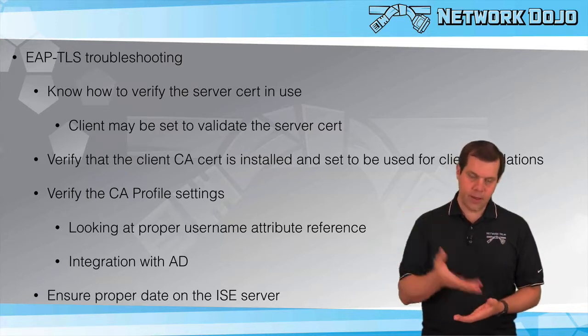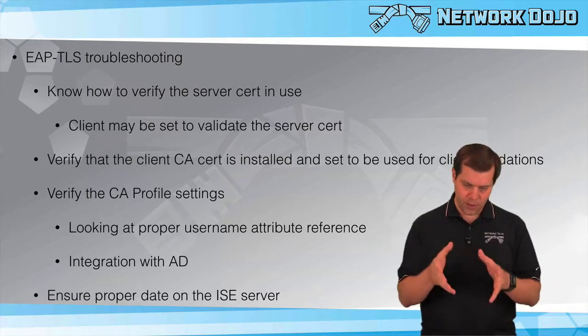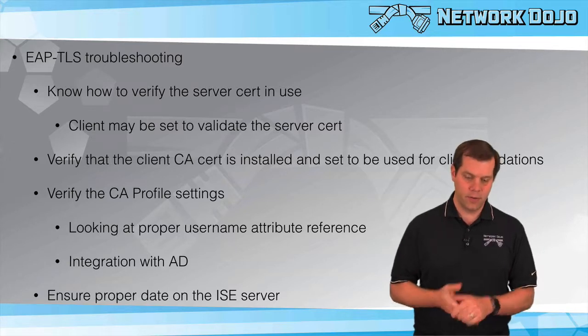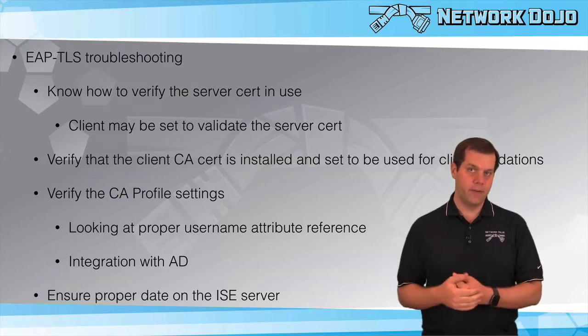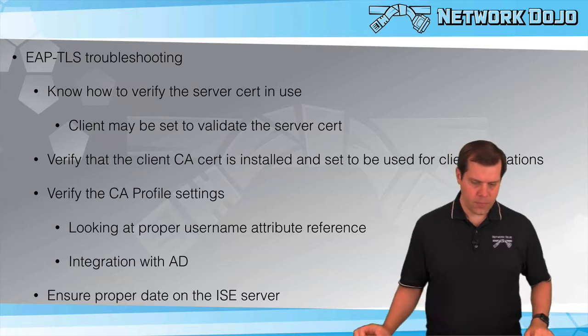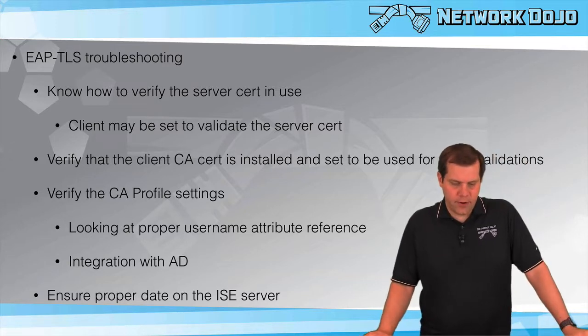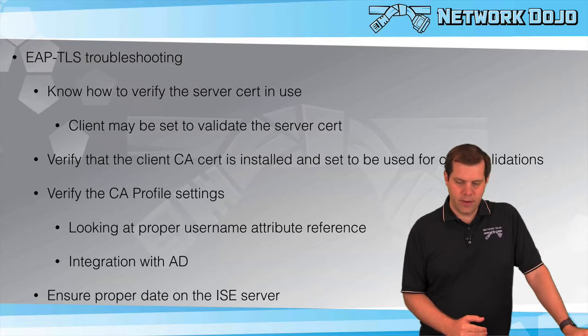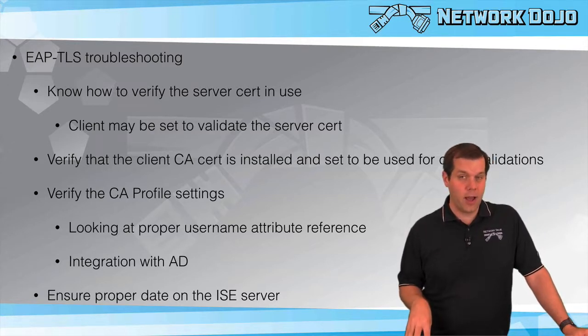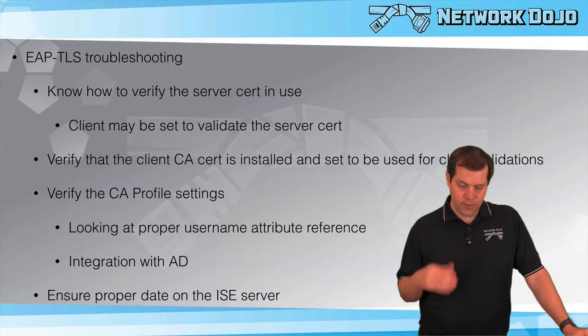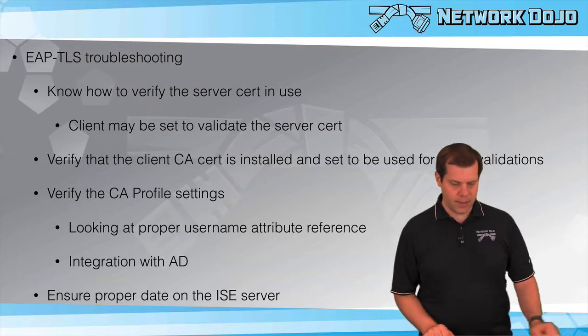Again, this is another auth that has a server cert, so make sure that you know how to check which server cert is in use so that the client can validate it if it's configured to validate it. Make sure that the CA cert that signed the client certificate is installed and set to be used for client validations. This is actually a really common place where troubleshooting is caused in the lab for EAP-TLS authentications.